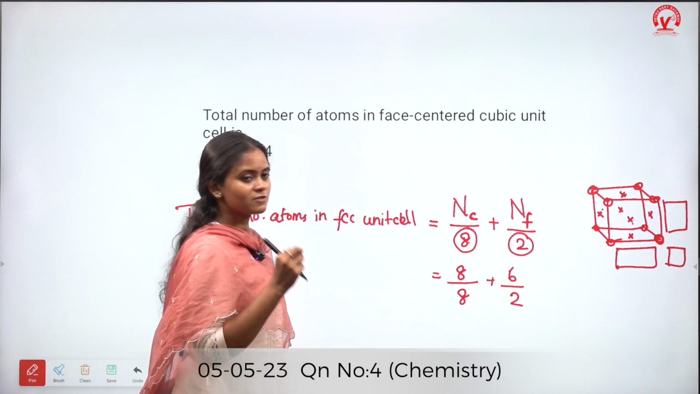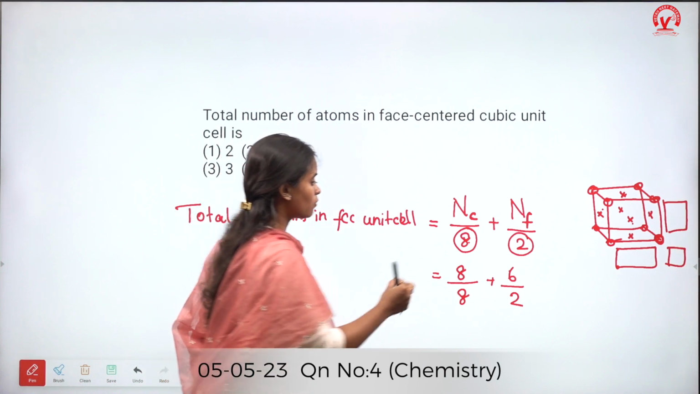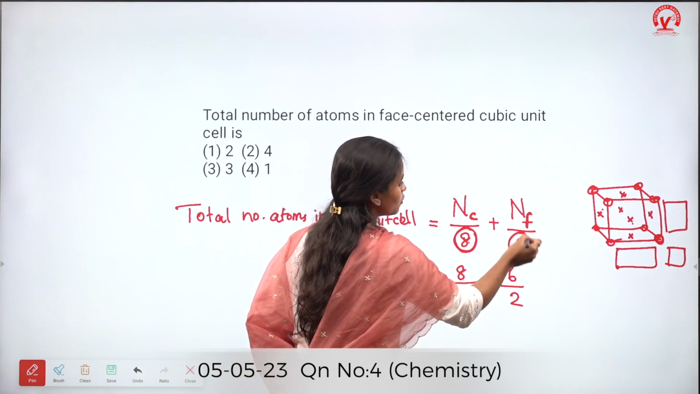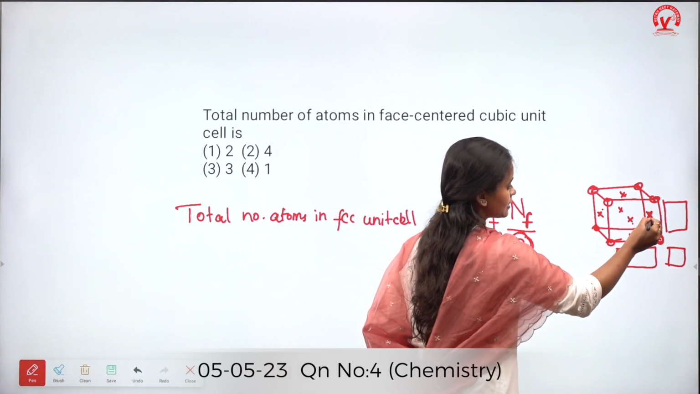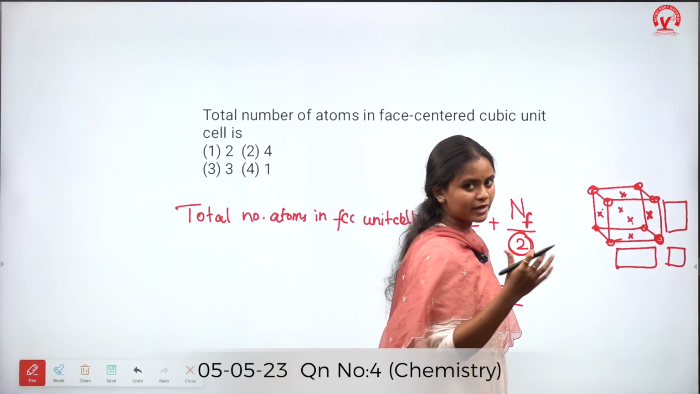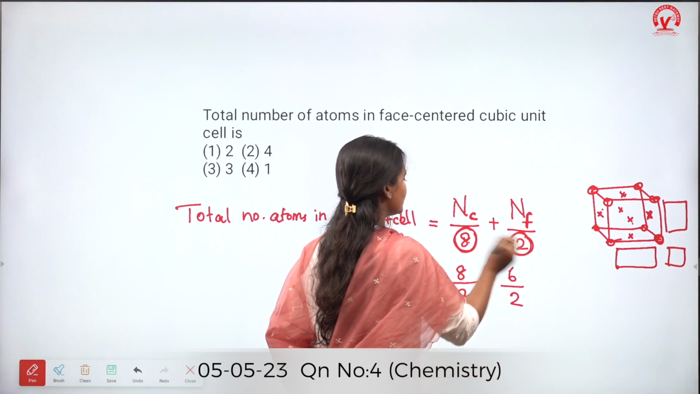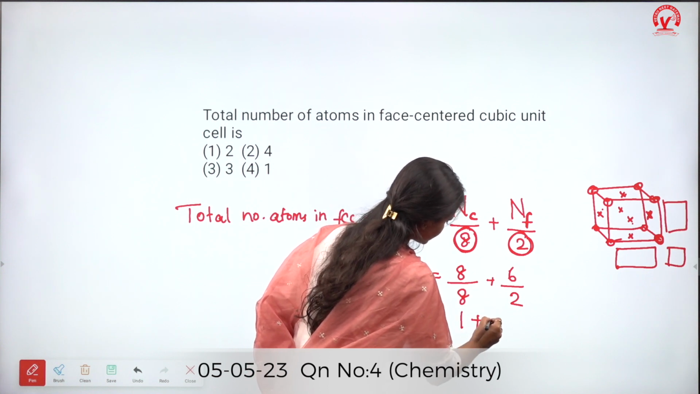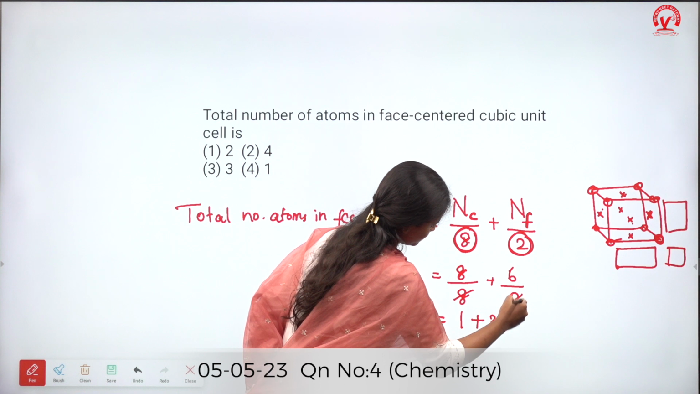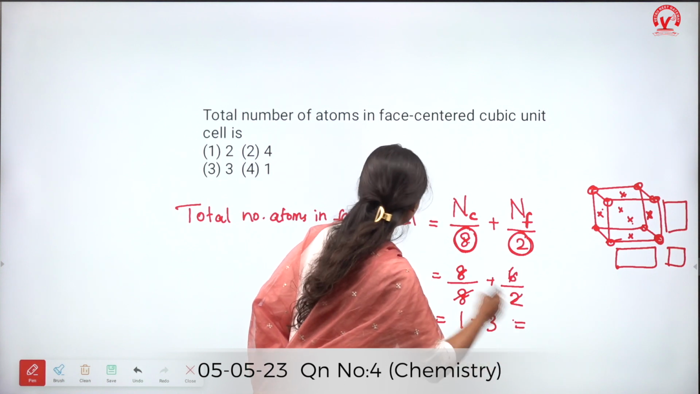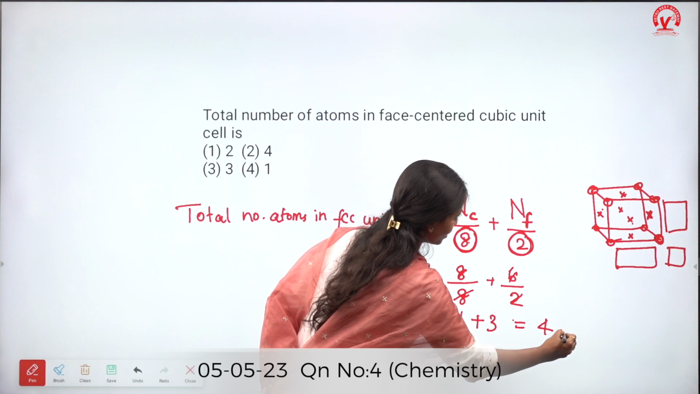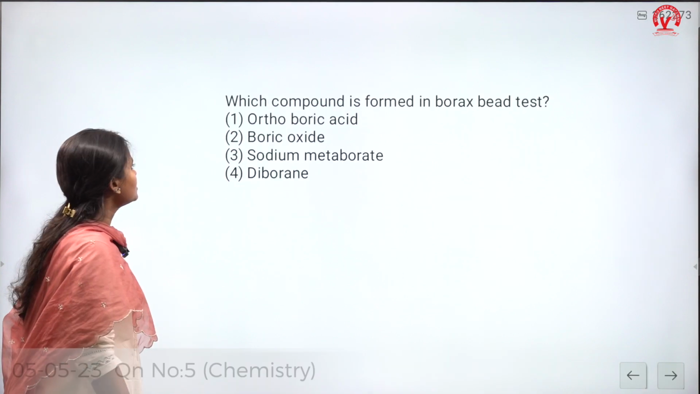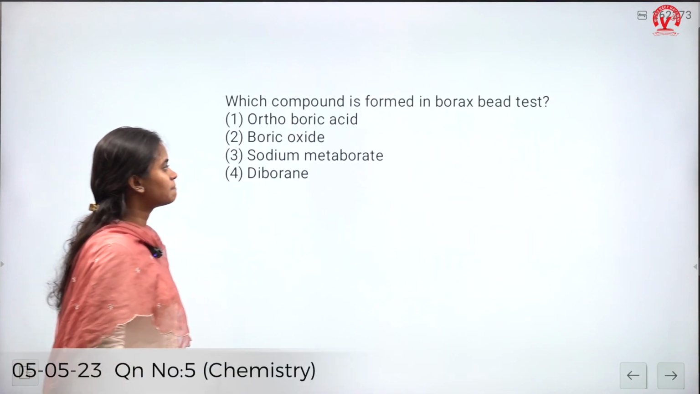This corner atom is shared by 8 unit cells, so we represented this as 1/8. Here 1/2: the atoms present in the face are shared by 2 unit cells, so we denoted it as 1/2. Here 1 plus 3. So the total number of atoms present in an FCC unit cell is 4 atoms. So option 2, 4.